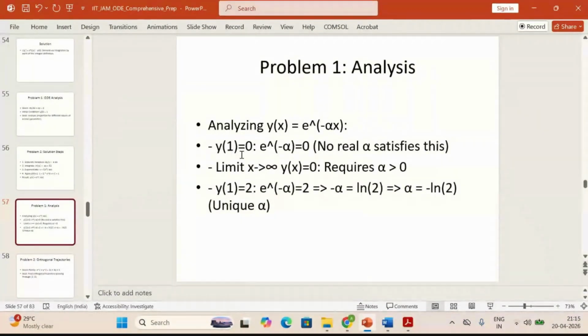So if y(1) equals 0, e to the power minus alpha should be equal to 0. No real alpha satisfies this. So y(1) equal to 0 is not possible for any real alpha. The limit as x goes to infinity, y(x) equals 0, requires alpha greater than 0. If y(1) equals 2, e to the power minus alpha equals 2. So minus alpha equals ln 2, alpha equals minus ln 2. This is a unique alpha.